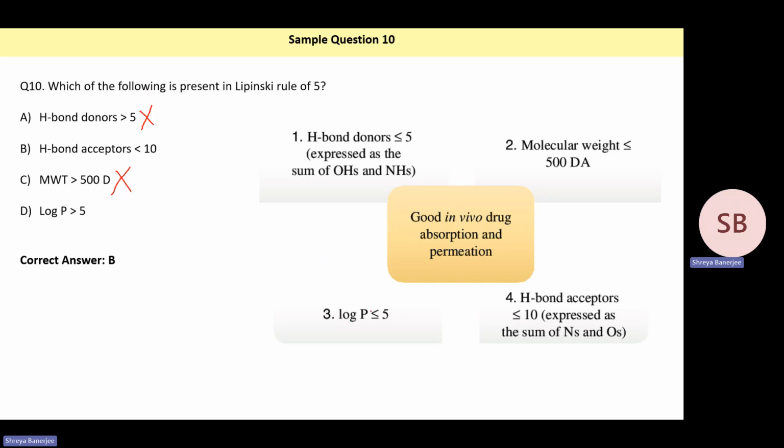Third is log P, that is the partition coefficient, should be less than equal to 5. So this is also wrong. And finally, the hydrogen bond acceptors, that is the double bonded O. Double bonded O, basically it has lone pairs and it can accept hydrogen. So the hydrogen bond acceptors like double bonded O, double bonded N, so on, they have to be less than equal to 10. So less than 10, this is correct. So the correct answer that which of the following is in Lipinski rule is option B.